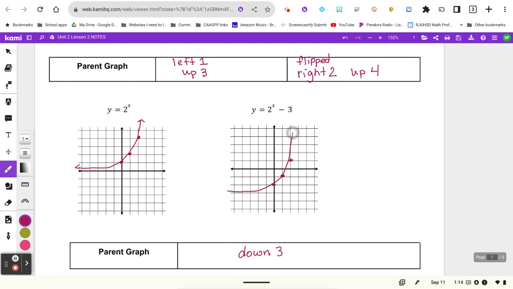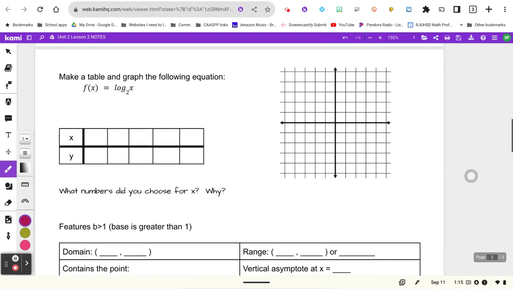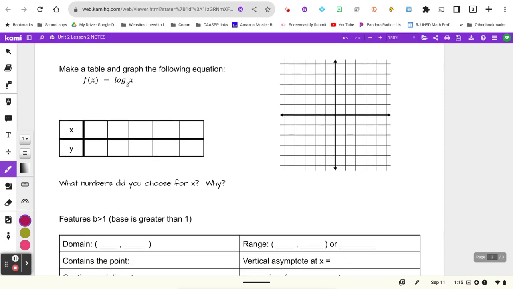And you can see we can move it. Then if we go ahead and look on the next side, we're going to make a table with a log. Okay, now the easiest thing we could do is just put in some numbers.